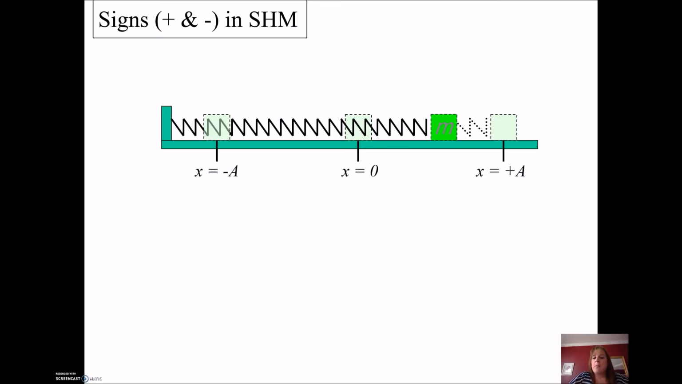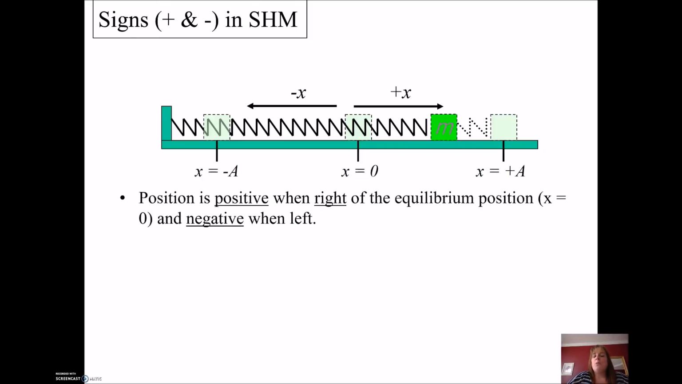Another thing we need to talk about are the pluses and minuses of simple harmonic motion. Remember that in physics, whether I have positive or negative something, it's about the direction of motion. So if we want to talk about position, just like when we did kinematics, a positive position is if I am to the right of the equilibrium position, or negative if I'm to the left.